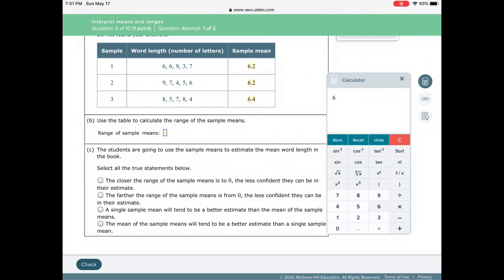Range, I'm just taking the highest minus the lowest, so 6.4 minus 6.2. And be careful when we're talking about the range of the sample means. All right, we're not looking at the range of all of the data points. Like the highest is 9, the lowest is 3. We're not looking at that range. We're looking at the range of the sample means, of the 6.2, the 6.2, and the 6.4, and that gives us just 0.2.